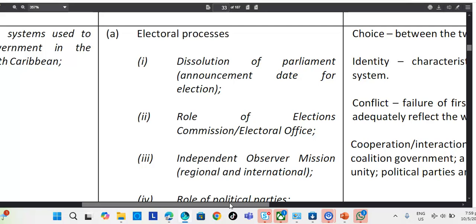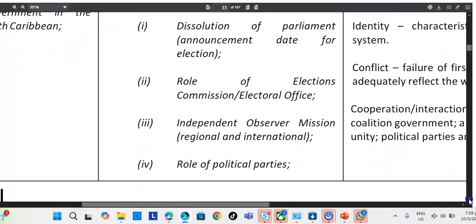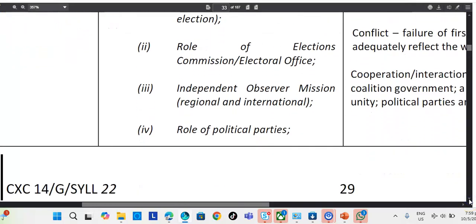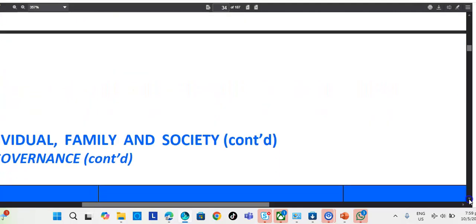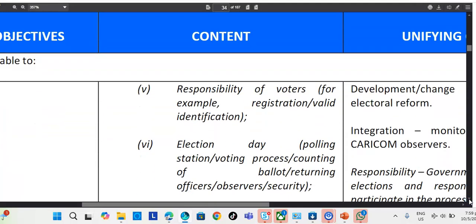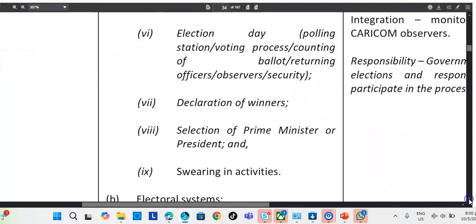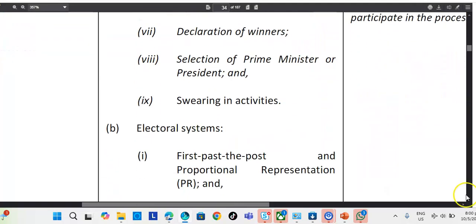So we know there's a time when parliament is dissolved and then it restarts afresh. What is the role of the election commission, electoral office? You must know who is an independent observer. You must know the role of political parties, and we are going to look at those as we go down into the syllabus. What are the responsibilities of voters? Election day, what happens at polling stations, etc.